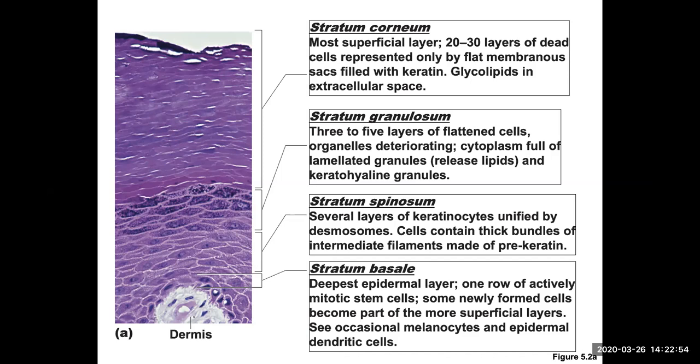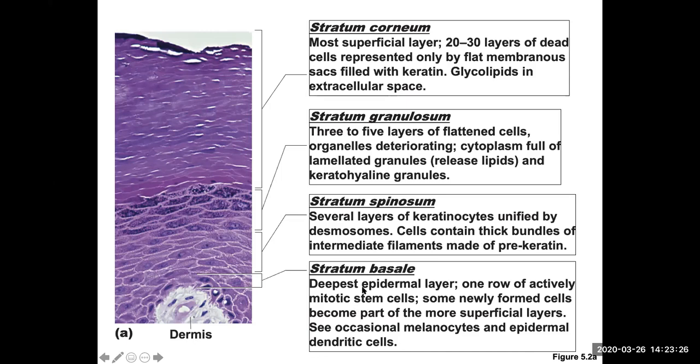Unified by desmosomes. Okay, so those are the cell junctions that are like little tack welds, right? They hold them together really, really strongly. You also have lots of cytoskeletal elements inside of those cells made of pre-keratin. So we're producing keratin. It's not granulated keratin, and it's not yet a full-on sac of keratin. At this point, the cells are still alive, and they are starting to produce keratin.